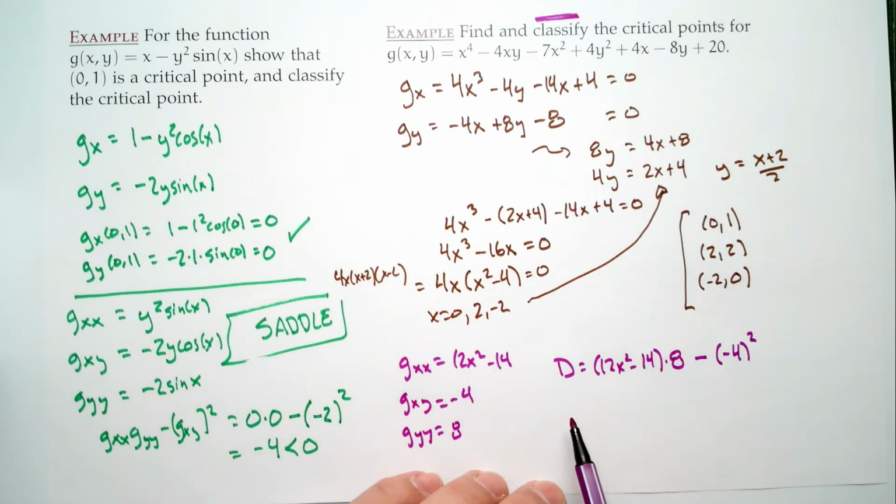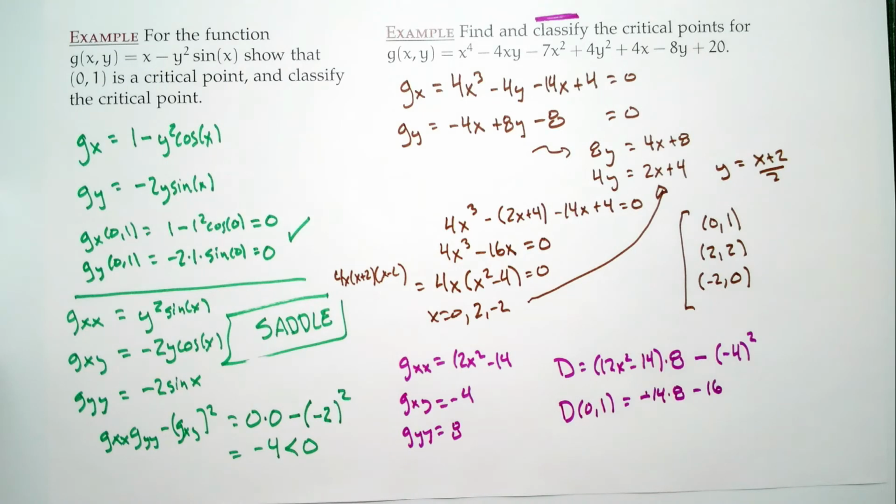So let's go ahead and plug points in. So let's say we plug in x equals 0, y equals 1. Well, we're going to get negative 14 times 8, subtract 16. Now, do I know the value? No, I don't know the value. Could I find the value? Yeah, we could probably find it. It's negative 128.